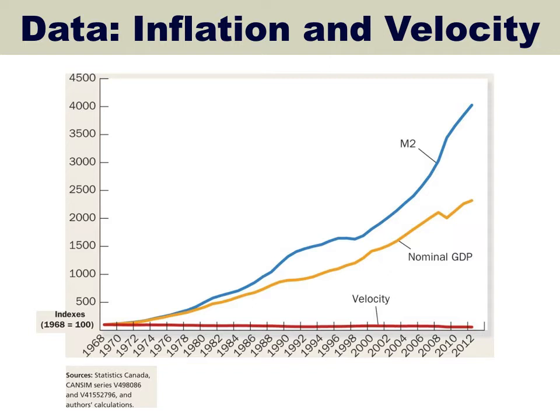3 multiplied by 5 is 15. And P times Y, you might remember, is the nominal GDP. So we have actually just accounted for $15 worth of nominal production.